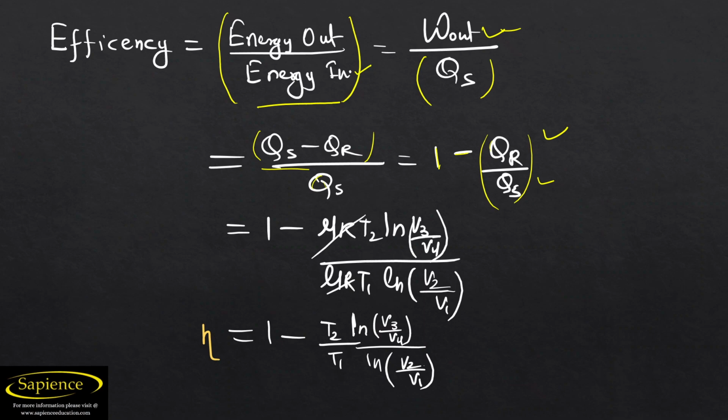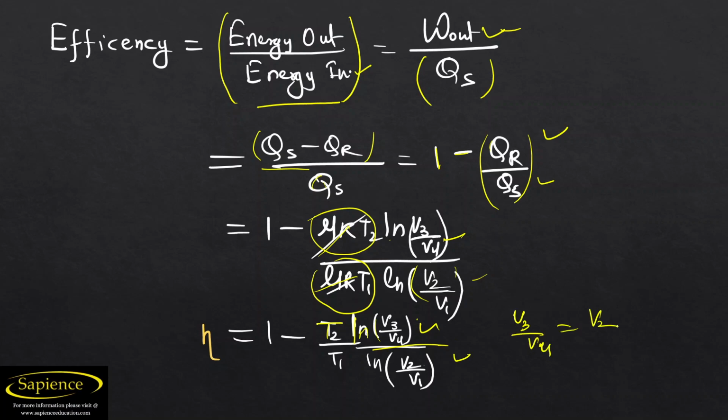So can we put them here? When we put μ R T2 divided by μ R T1, times ln(V3/V4) divided by ln(V2/V1), μ R gets cancelled out. Finally we get T2 by T1 times ln(V3/V4) divided by ln(V2/V1). Now it is time to cancel these. How will you cancel? Only if V3 by V4 is equal to V2 by V1 will we be able to cancel it out.